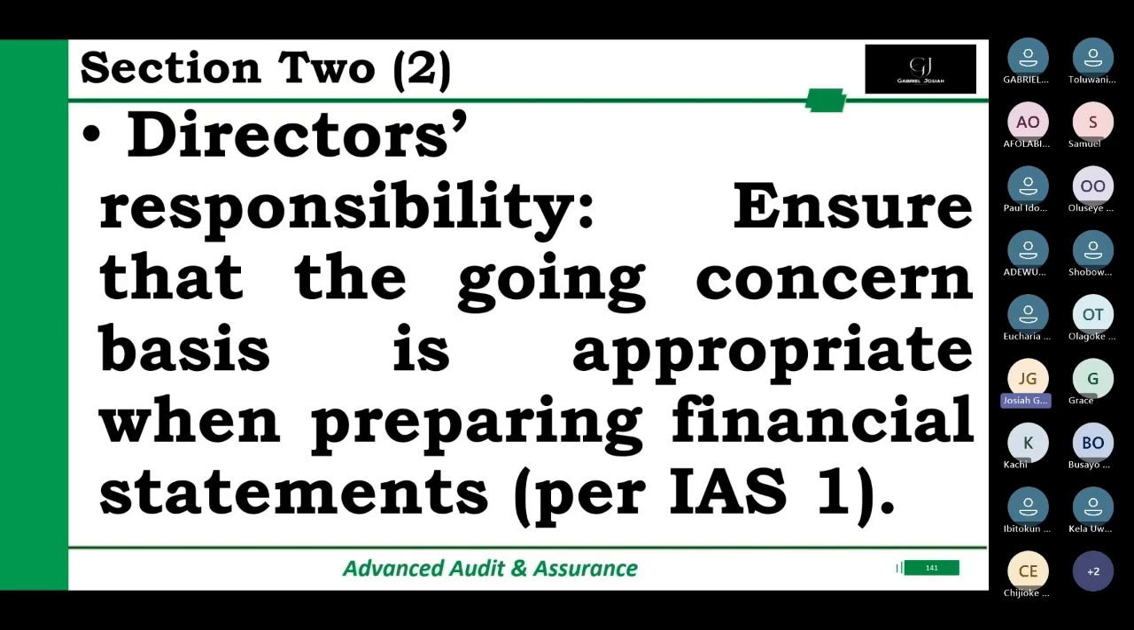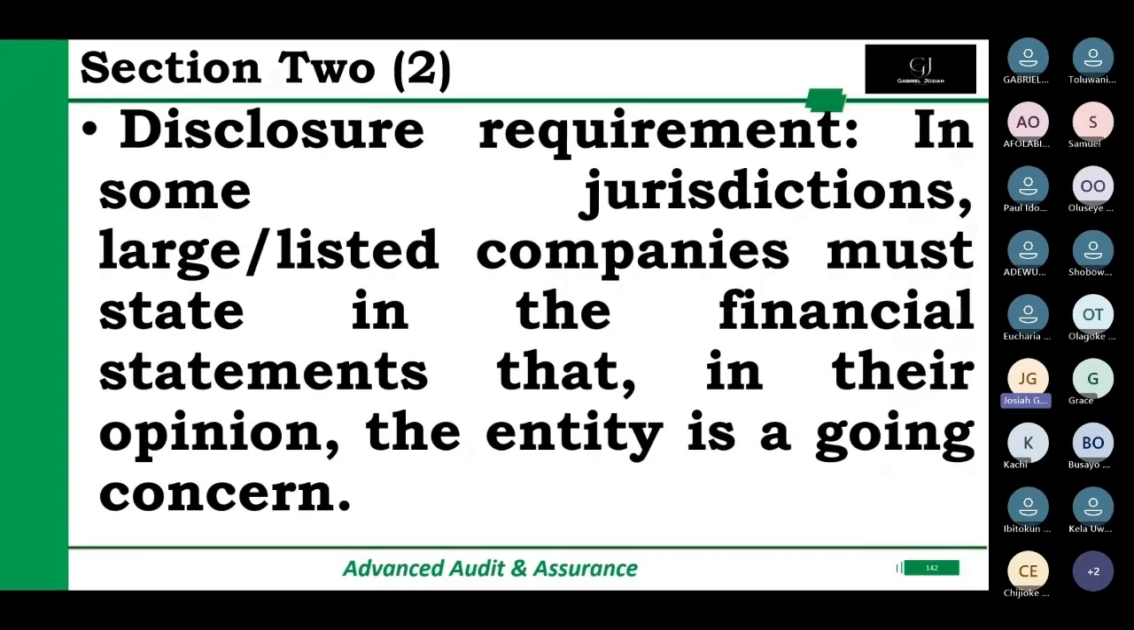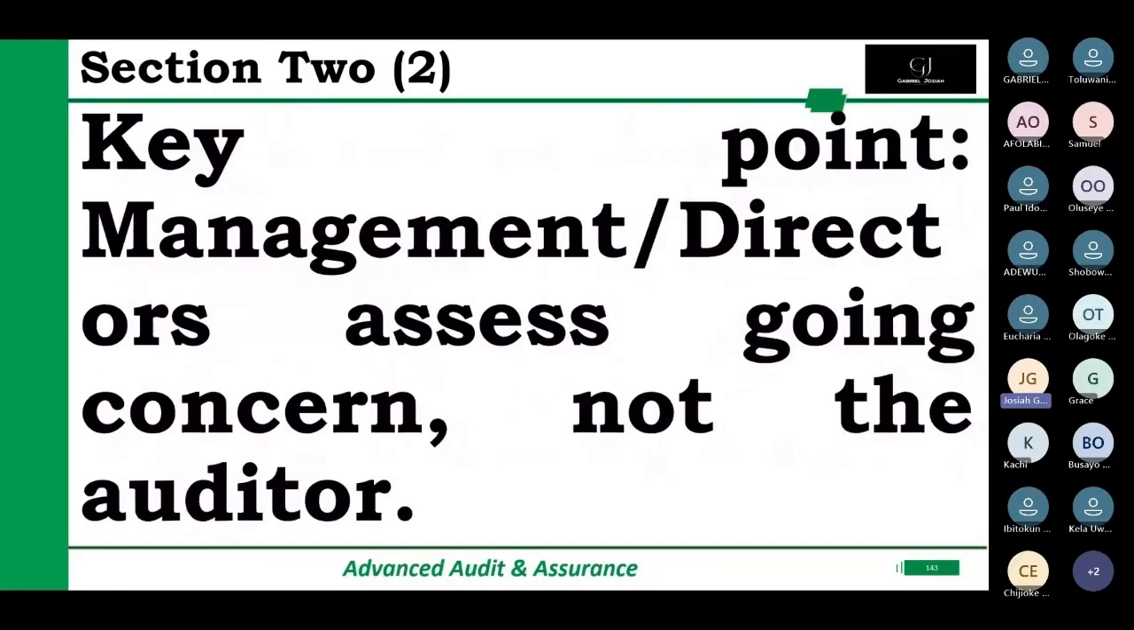So the going concern basis is appropriate when preparing financial statements, and this needs to be validated by the auditor, and the directors' responsibility primarily is their job to do this. And the disclosure requirements in some jurisdictions around large listed companies must state in the financial statements that, in their opinion, the entity is a going concern. Even in our jurisdiction here, our principle-based jurisdiction, auditors are to state in their opinion that the entity is actually a going concern.